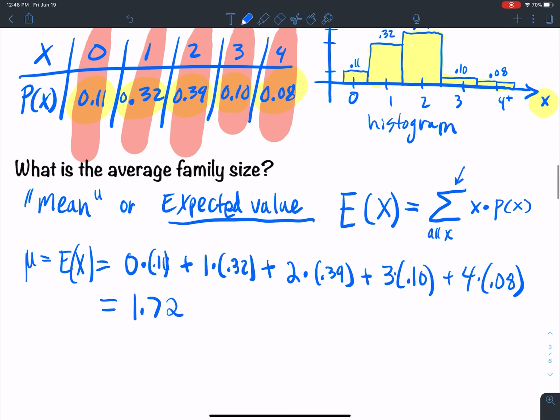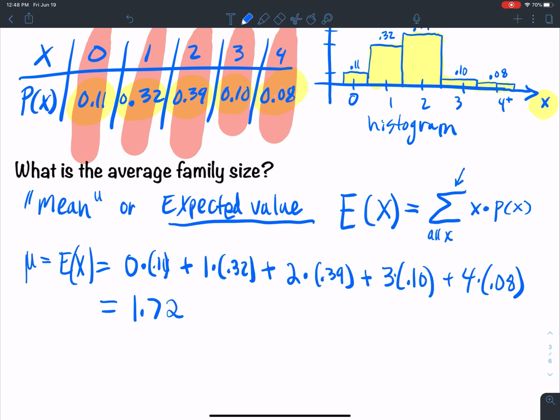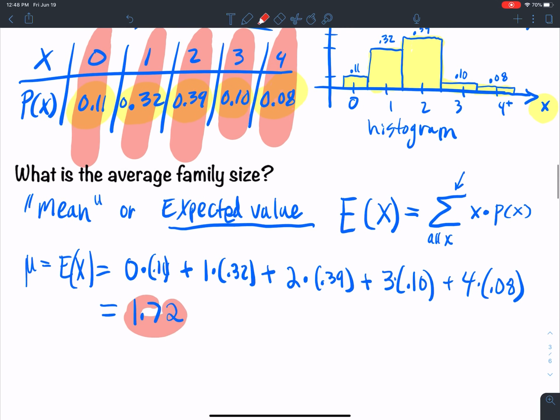What is 1.72? It's the measure of the center of mass of the population. It's the theoretical average. Now here's the deal, guys. You can't have 1.72 kids, right? So sometimes your expected value comes out to be a number that is impossible to attain, okay? You can't have 1.7 kids. You can have 1 kid, you can have 2 kids, you can have 3 kids, you can have no kids.